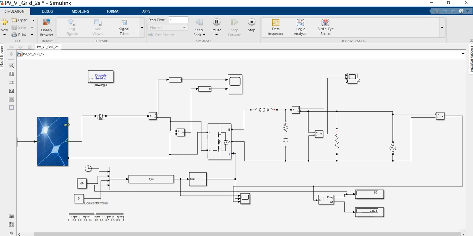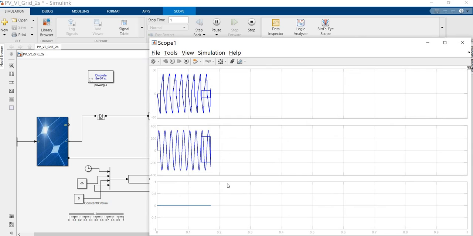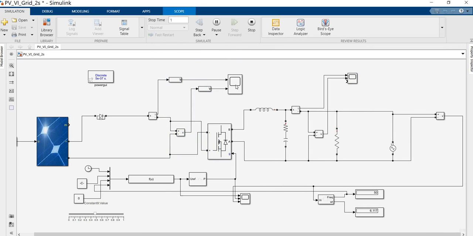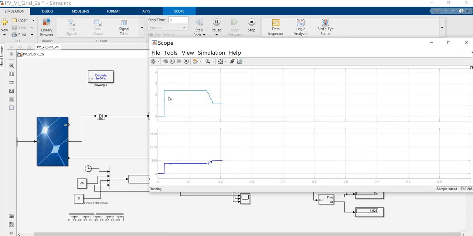So what is the next scope output? Again, the output values are going to be changed. This will be disturbed, and then the output value will also change. How can it be realized? By seeing this value. The current drawn from the PV panel is going to reduce, and if the current is reduced from this value to that value, it may reach a high voltage.